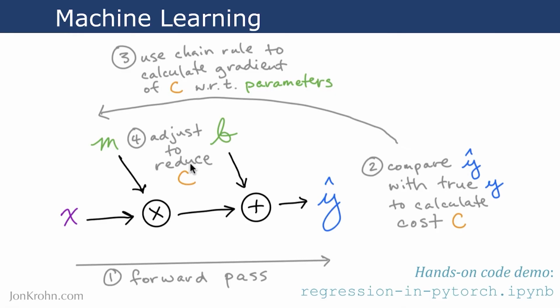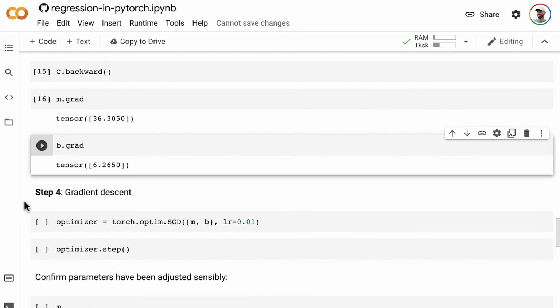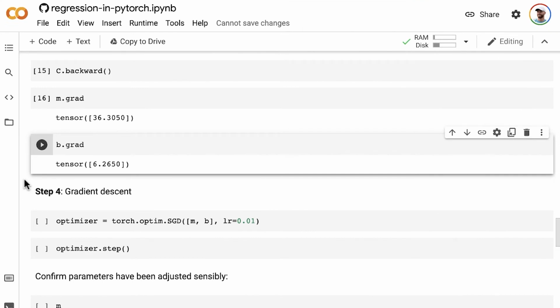And now we can finally perform step 4. We can adjust our parameters M and B to reduce cost C. So in the 8th and final subject of this Machine Learning Foundation series on optimization, we will learn how to perform this step called gradient descent from scratch. But for now, that would be too much too fast. So we're going to save that for later.